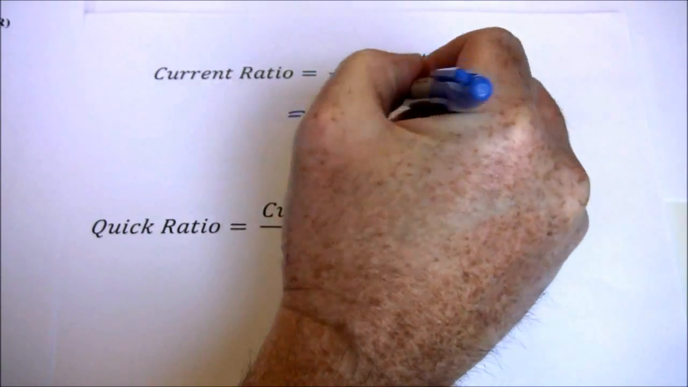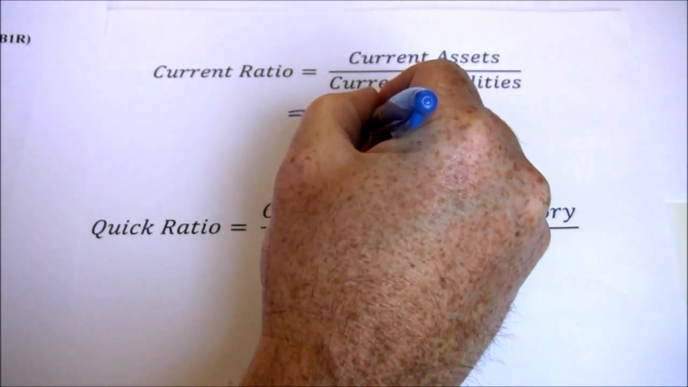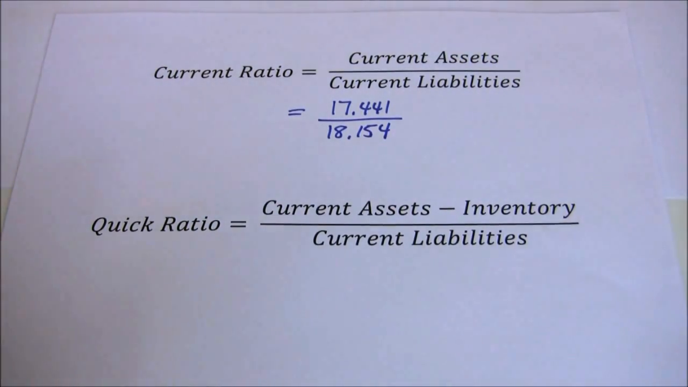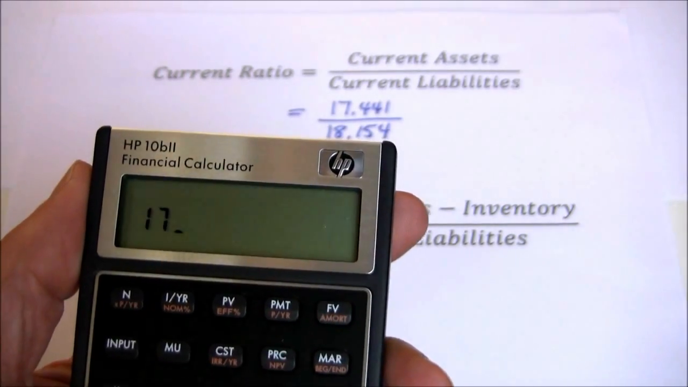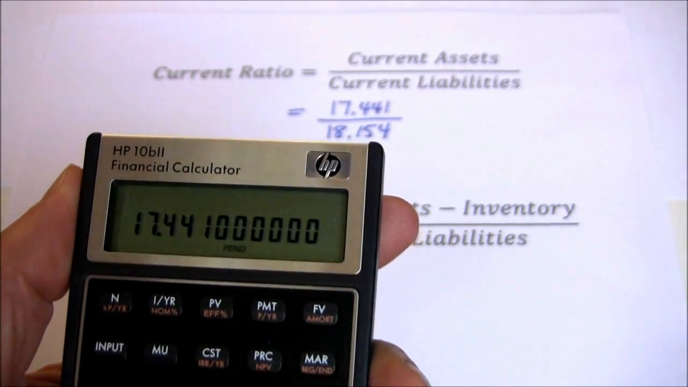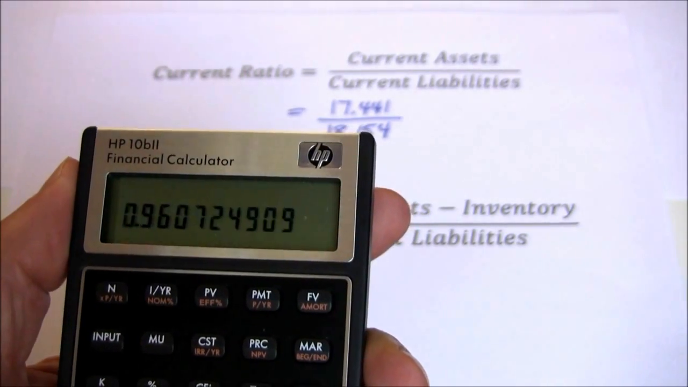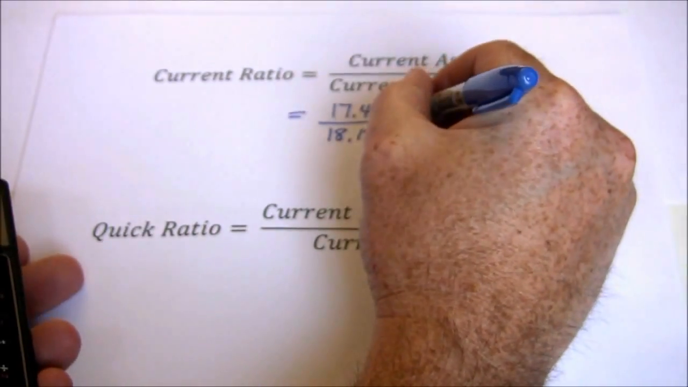So when we calculate this ratio, we just take the 17.441 current assets divided by the 18.154 billion current liabilities. Get out a calculator. 17.441 divided by 18.154. It's going to give us a current ratio of 0.96.